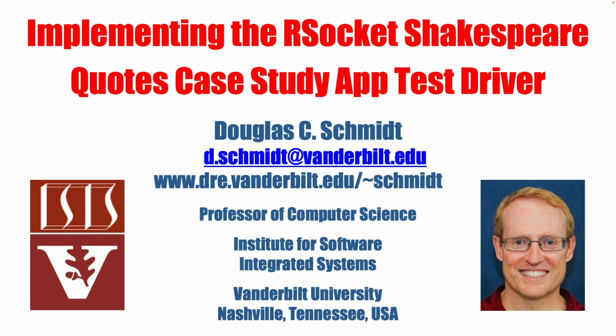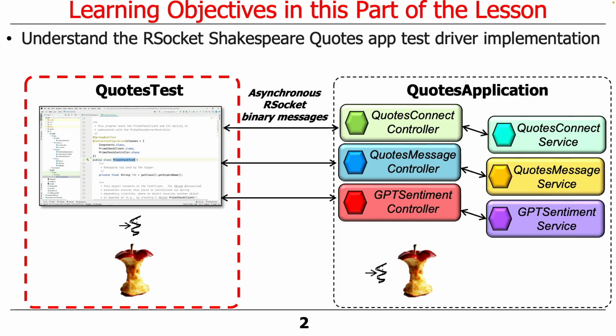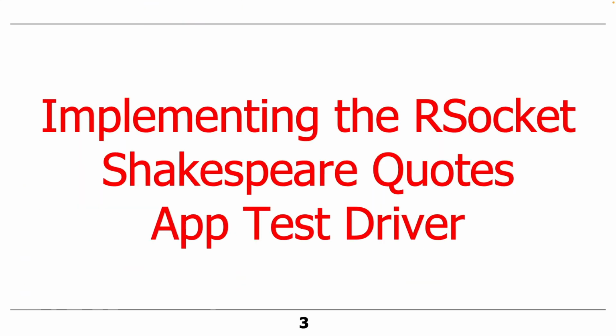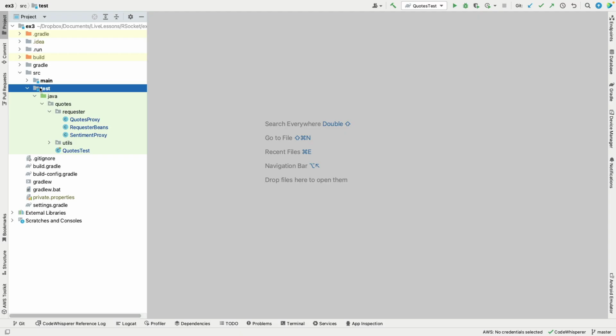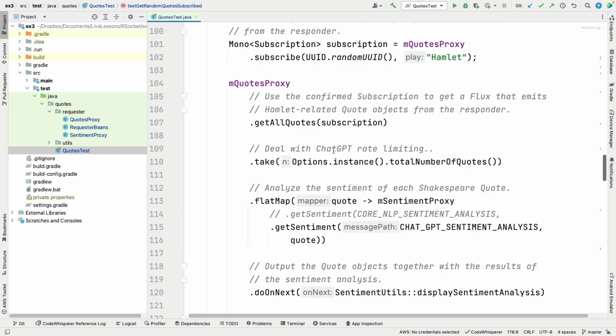So the last thing we're going to do is walk through the code that shows how it all works, focusing primarily on the requester side, because we've already looked at the responder side. And you can get that code the same place as everything else in the EX3 project in the RSocket folder in my Live Lessons GitHub repository. And here we are in that repository. Let's go ahead and take a look at the quotes test file.